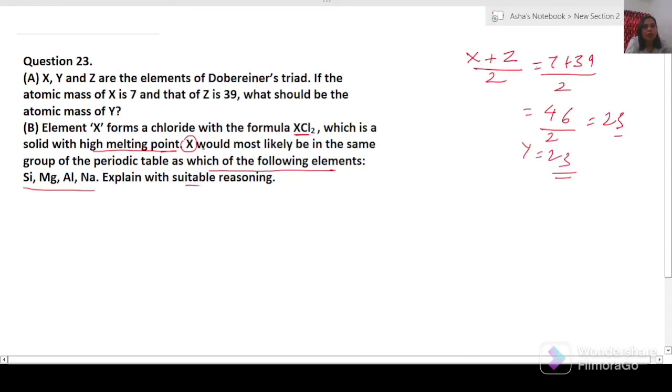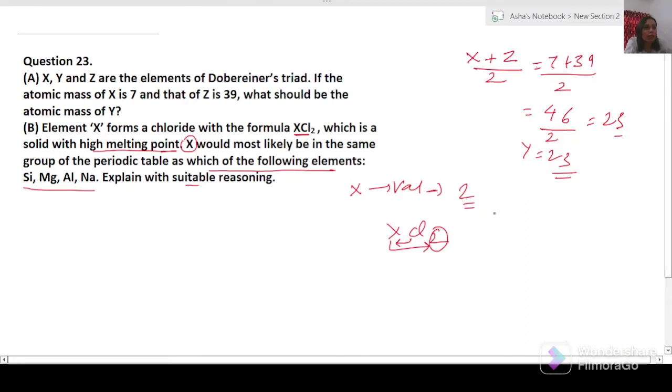First of all, XCl2, so X valency is 2 here. Because valency always goes to the neighbor. So X valency is written at the foot of the Cl, that is 2, and Cl valency will be written at the foot of X. And we know that Cl valency is 1 and 1 is never shown. So X valency is 2. First of all, you are getting the valency clearly.